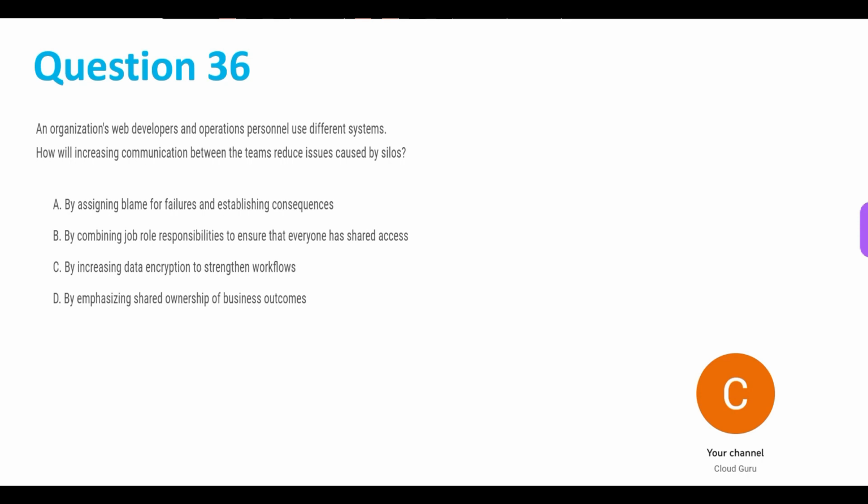Now, it is never good to play the blame game, and that is exactly what A is telling us to do by assigning blame for failures and establishing consequences. It is not the answer. Blame game is never the game to play. That is why we'll cross A off. Now, B says by combining job role responsibilities to ensure that everyone has shared access.